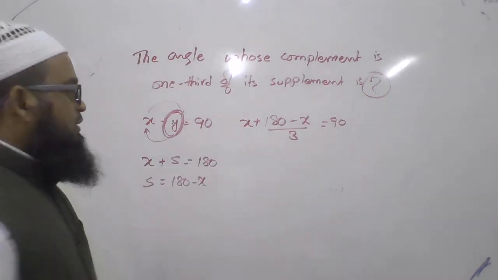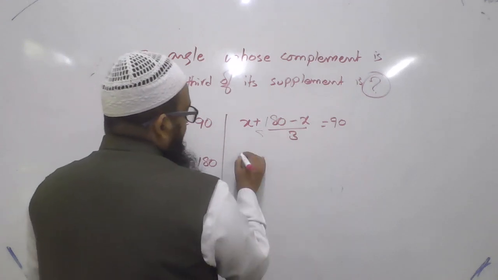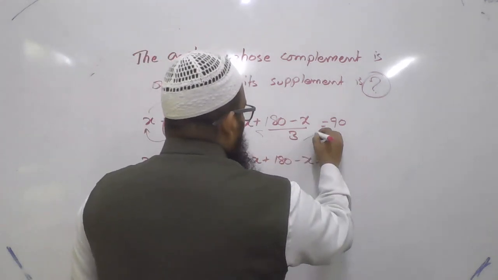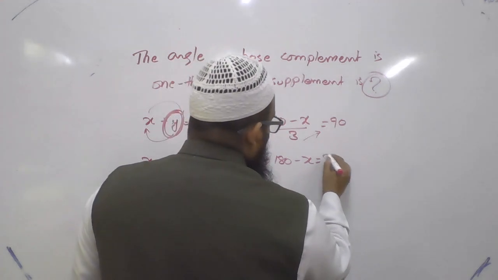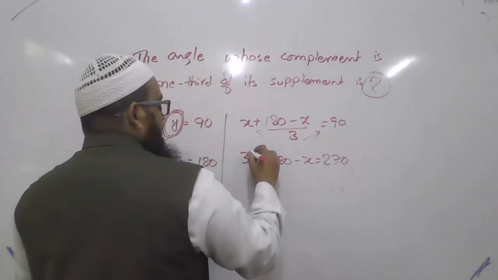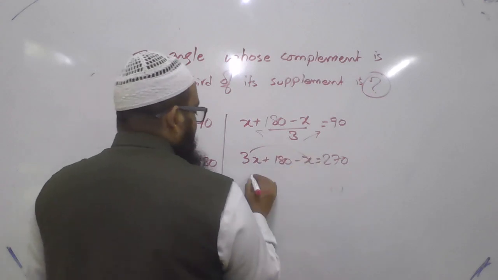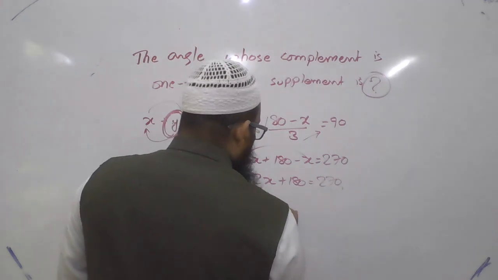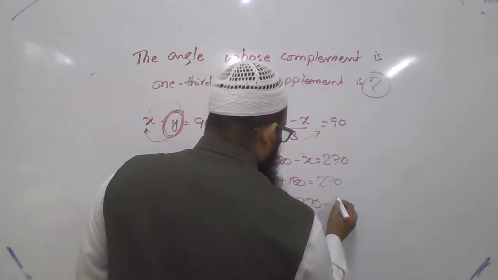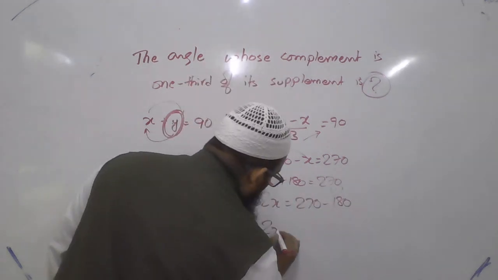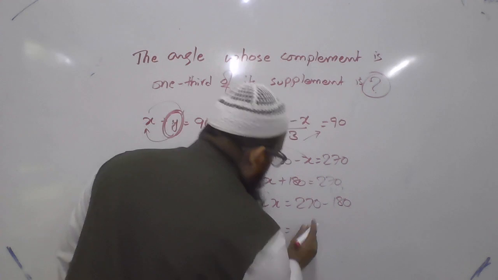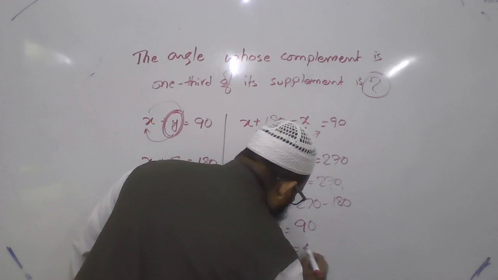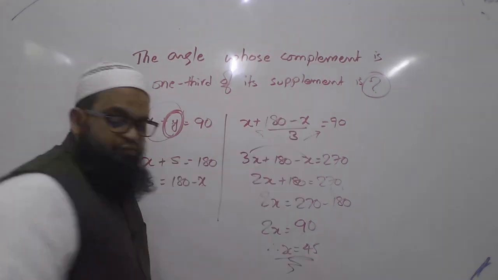So therefore now solve it. So 3 into x, 3x plus 180 minus x is equal to, when you transpose 3 that side, 3 times 90 is 270. So 3x minus x, 2x. 2x plus 180 is equal to 270. So 2x is equal to 270 minus 180. So 2x is equal to 90. So therefore, x is equal to 90 divided by 2, 45 degrees.